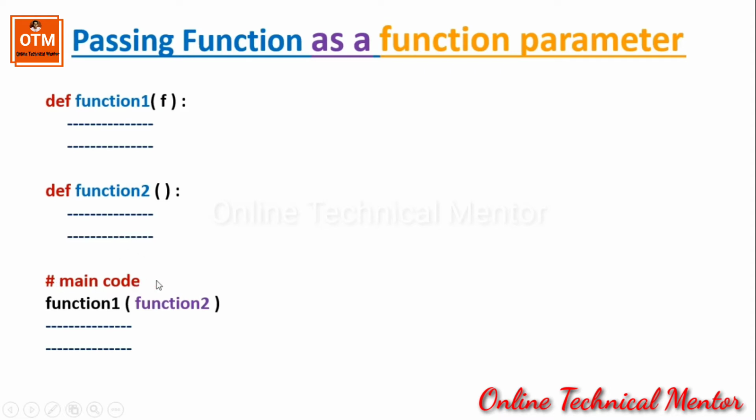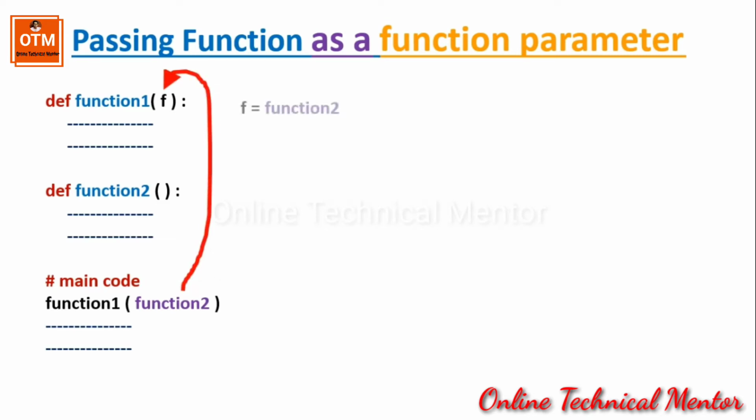Now from the main code, suppose we are calling function1, but this time the parameter of the function is another function, that is function2. Previously we have seen that during function calling we can send integer, float, string, list, tuple, dictionary, etc. Just like them, we can also send a function in the parameter listing of another function. So here function2 will be copied into f.